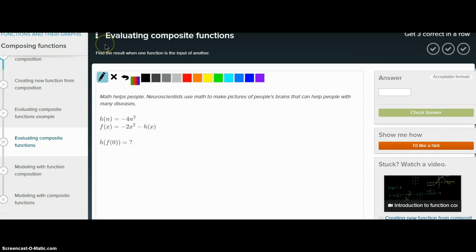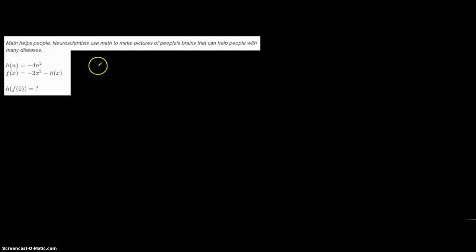In this video, we're going to look at evaluating composite functions. So over here for our first problem, we have two functions. We have h of n equals negative 4n squared, and we have f of x equals negative 2x squared minus h of x. So let's try doing this. If we know that we're looking for f of 0 and then h of 0, we can try plugging in 0 into this equation and then plugging that into the next equation.